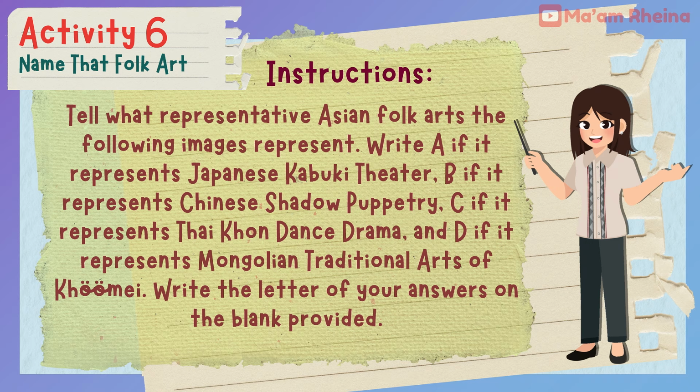A for Japanese Kabuki theater. B for Chinese shadow puppetry. C for Thai Khon dance drama. And D for Mongolian traditional arts of khoomei. Look carefully at the costumes, masks, puppets, instruments, and stage designs in the pictures. These are your important clues. Let's test your memory and see how well you remember the material culture of these amazing folk arts.